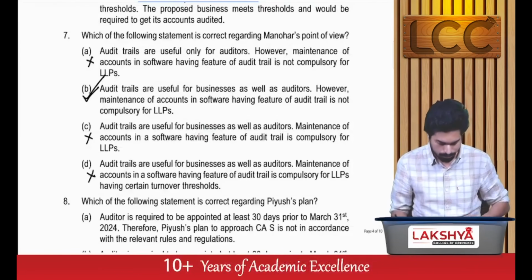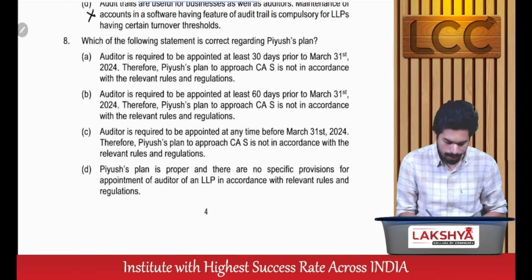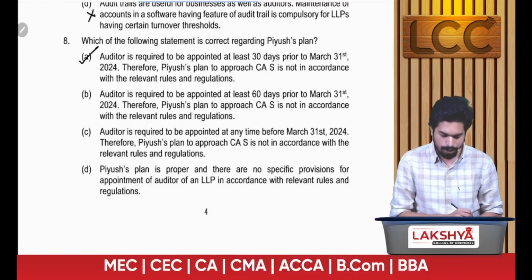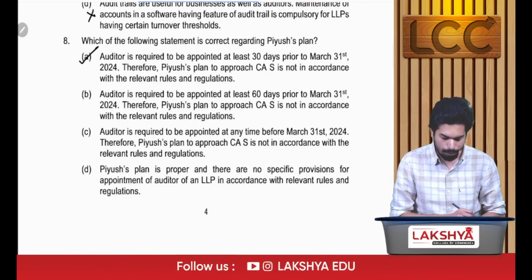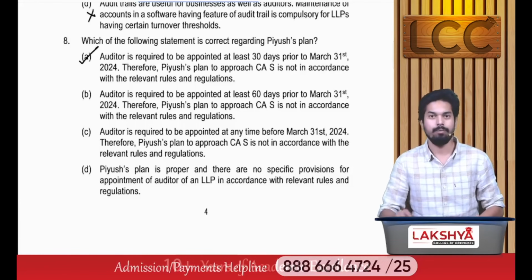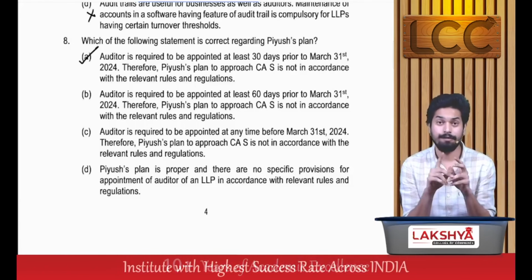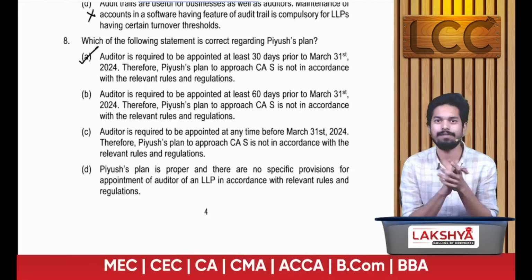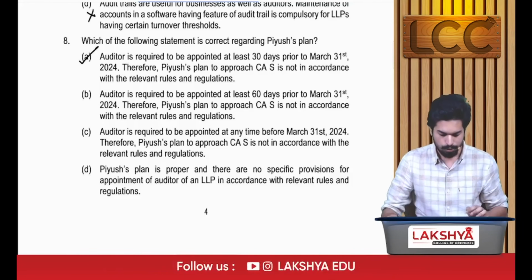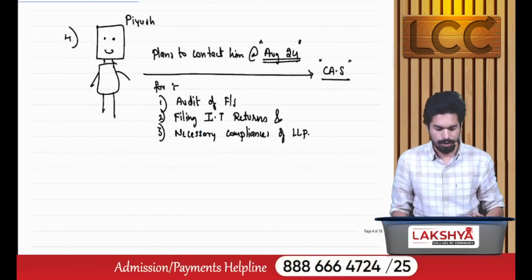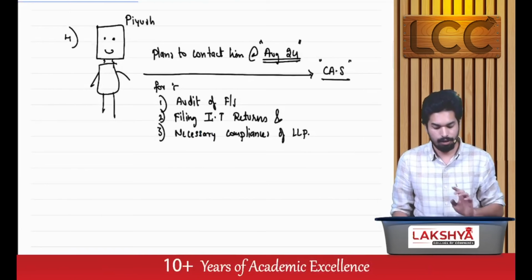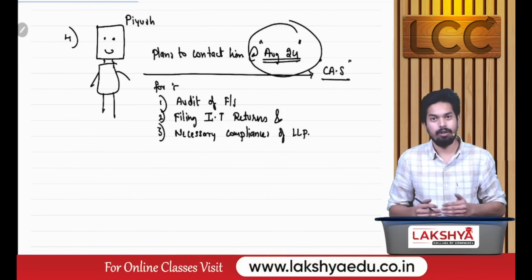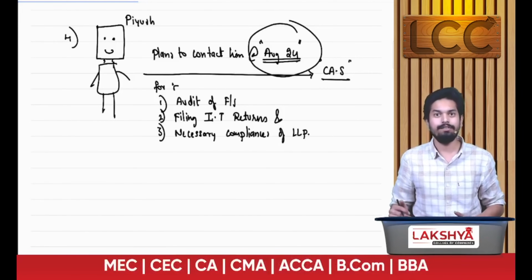Now the question is, which of the following statements is correct regarding Piyush's plan? A. Auditor is required to be appointed at least 30 days prior to March 31st, 2024. See, as per the LLP Act, the first auditor of the LLP should be appointed at any time before the end of the first financial year. That is the requirement in the LLP Act. So here Piyush is planning to contact CAS for the audit of financial statements when? August 2024. That is wrong, because we have to appoint the auditor for the LLP before the end of the financial year anytime.